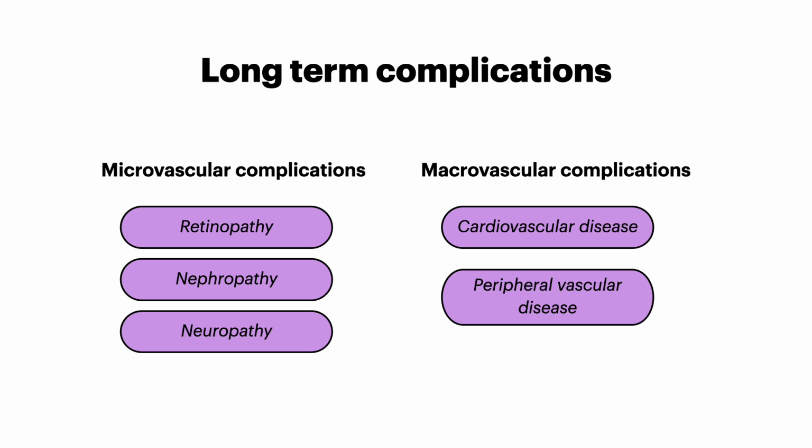Macrovascular complications affect the larger blood vessels. Cardiovascular disease can lead to heart attacks and strokes, and peripheral vascular disease can affect circulation to the limbs. The good news is that maintaining good blood glucose control can significantly reduce the risk of these complications.